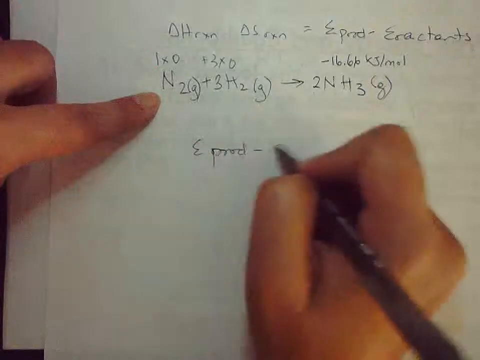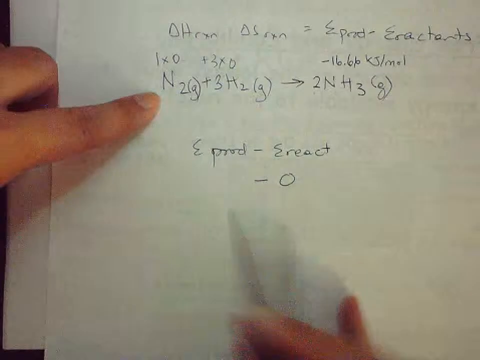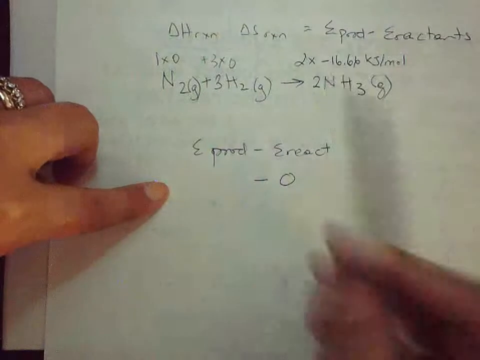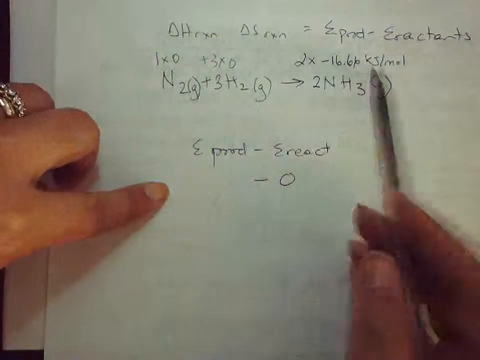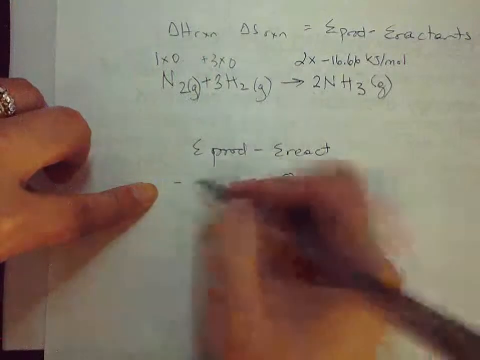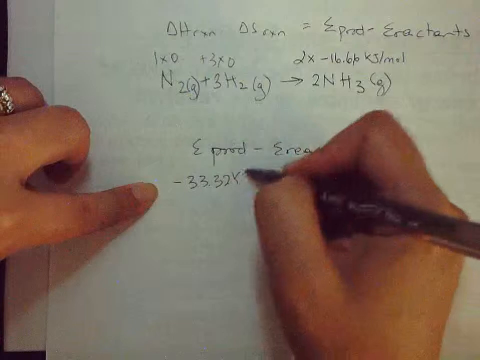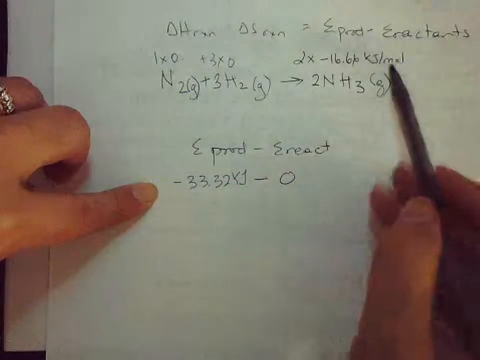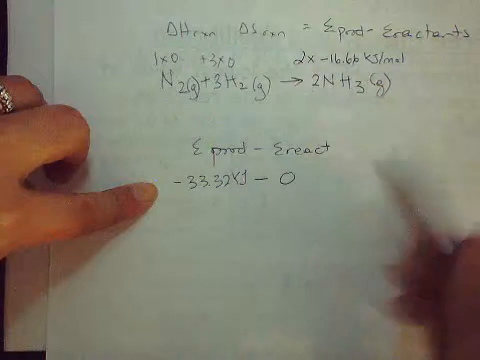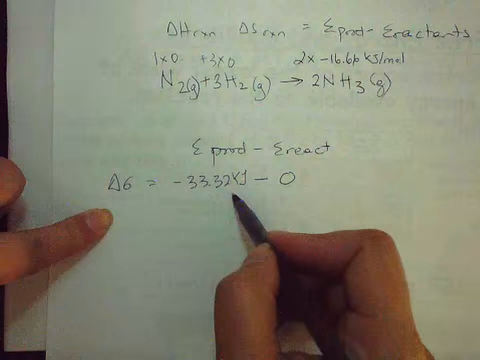Let me rewrite this down here. Sum of products minus sum of the reactants. So we're subtracting 0 from the sum of the products. What's the sum of the products? It's going to be 2 times negative 16.66. So what is that? Negative 33.32 kilojoules. The mole unit has canceled out because I multiplied by 2. This was 2 moles times that many kilojoules per mole. So what is my delta G for this reaction? It's negative 33.32 kilojoules.